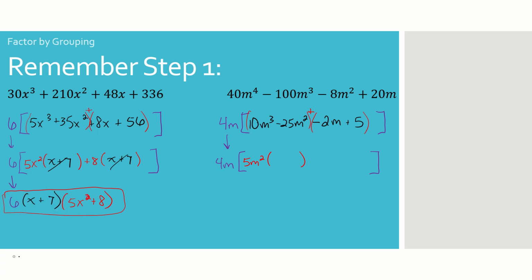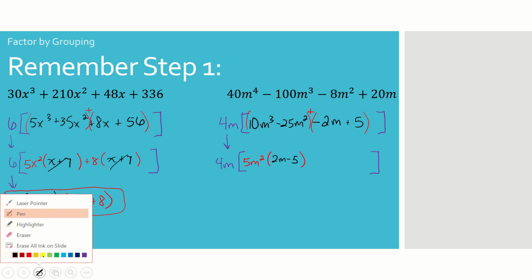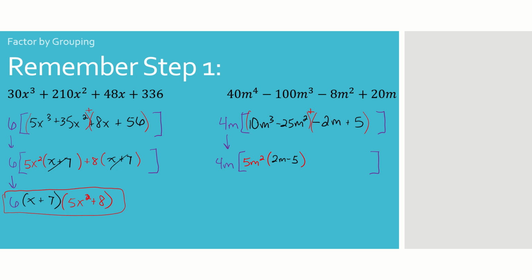And factor that out of the first group. That's going to leave us with 2m minus 5. Then we look for GCF of our second group? Well, 2m and 5, they don't have anything in common, but remember, we must take something out. So if there's no GCF, then we must take out a 1.